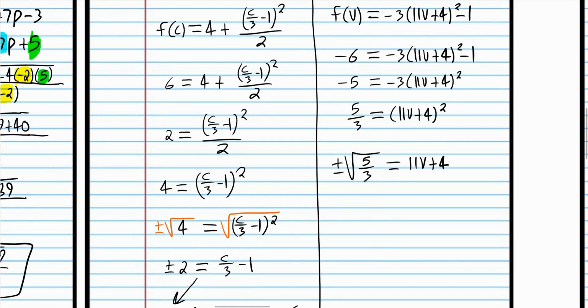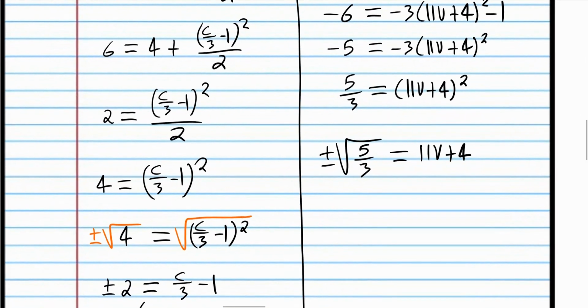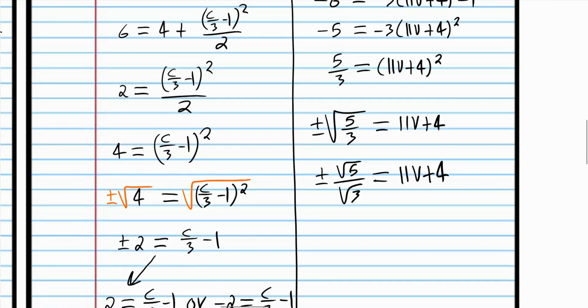Now here, we have to deal with this irrational denominator. We're not allowed to keep denominators irrational. So we have to use that important principle with square roots and fractions. If we square root a fraction, that's just the same as square rooting the numerator and the denominator and then dividing them.